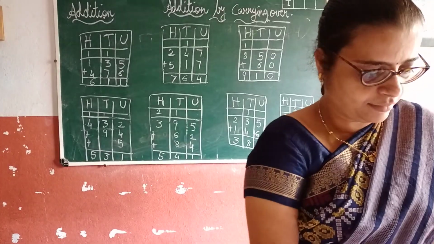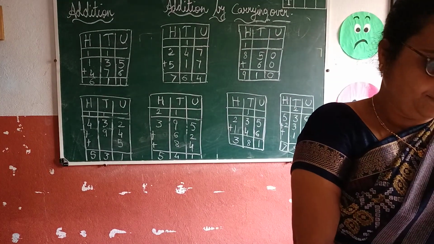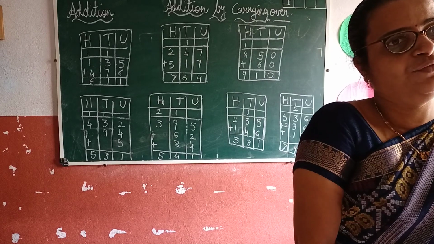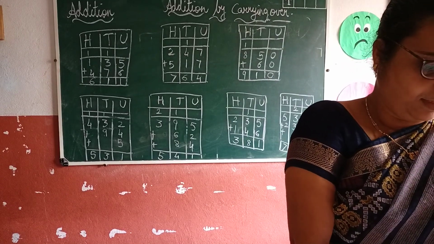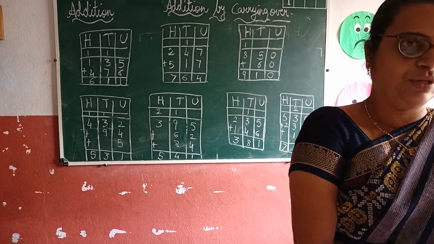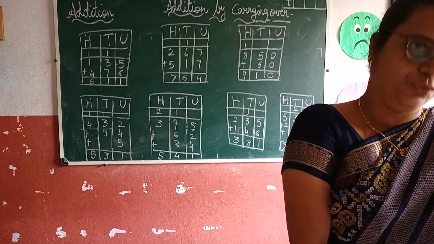Write in figures. They give 27. So you have to write just the number. Write in figures means you just write the number, that is 27. Again they give 92. So you have to write here 92.